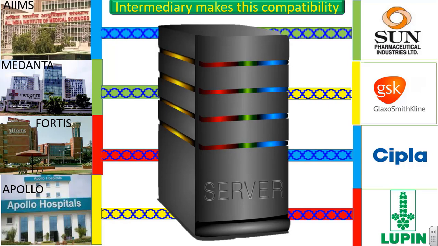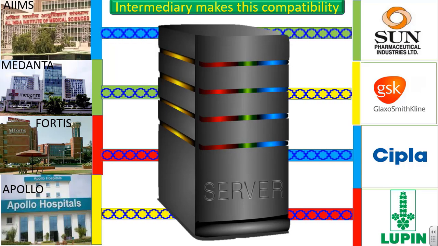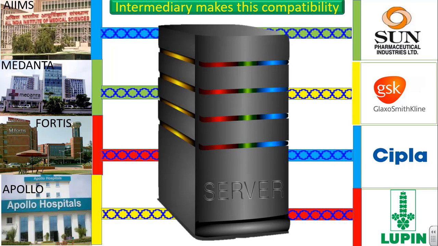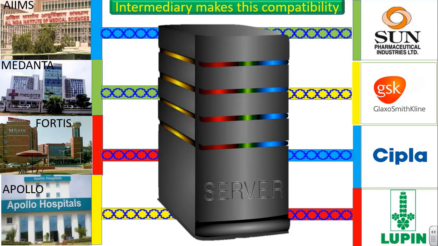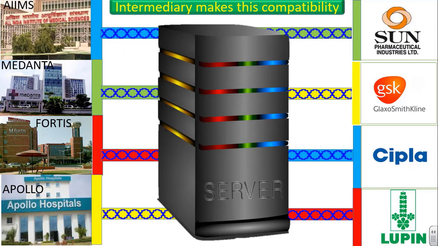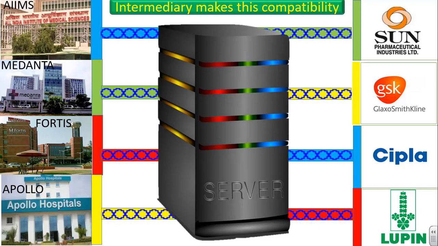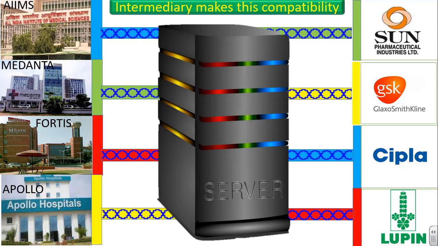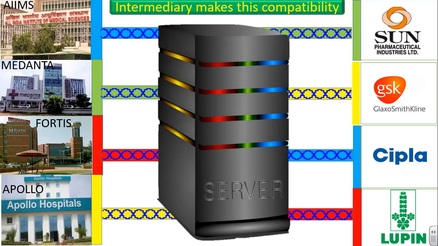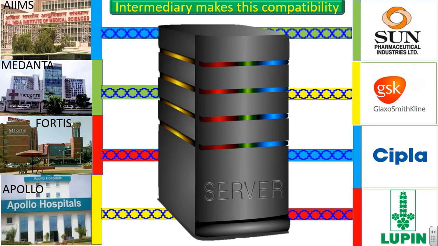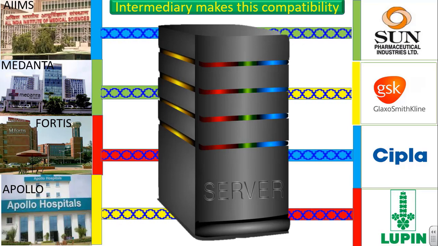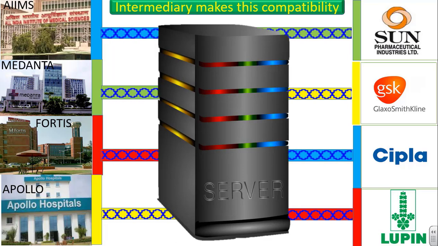Look at in this particular case, all supplier companies started communicating with different hospitals. This has been made possible only with the help of an intermediary. The intermediary converts the data from one particular software and makes it compatible to other software. These pharmaceutical companies and these hospitals need not have the same type of software, but now they can communicate with any of these suppliers, or any of the suppliers can communicate with any of the hospitals.